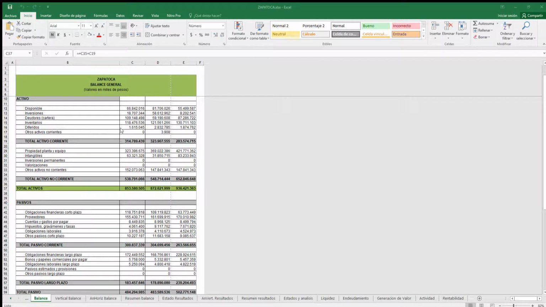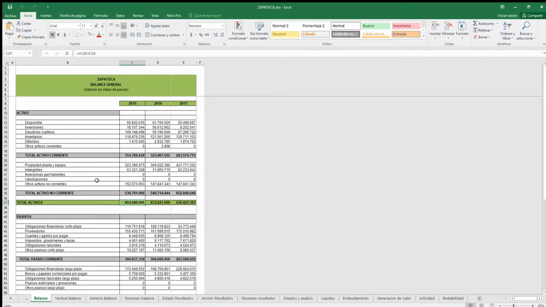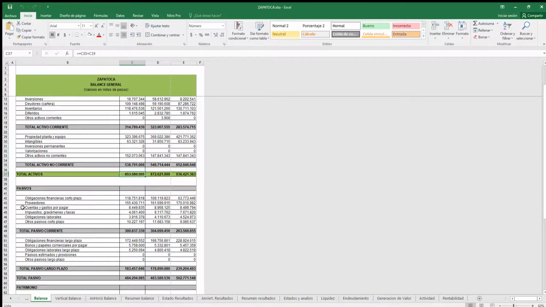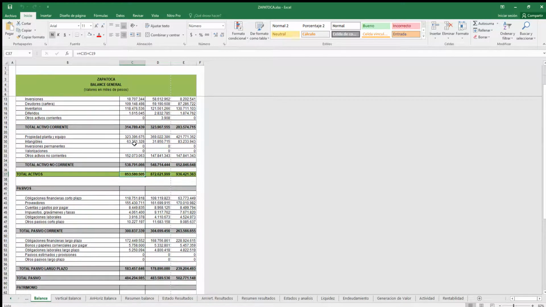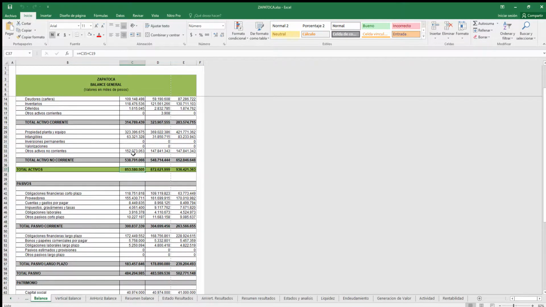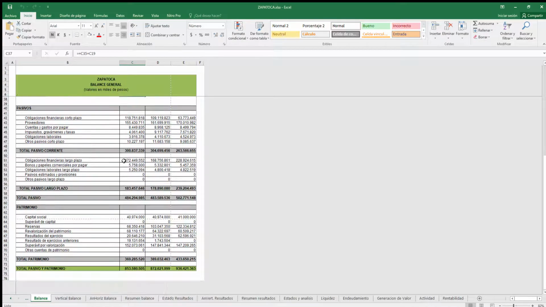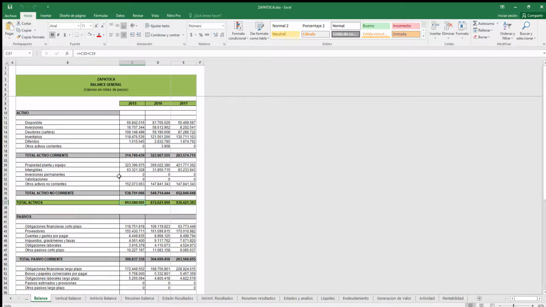Now you are seeing the general balance of the company Zapatoca. You can see here the values of each year and for each item. You have here the assets, the current and not current assets, and the total, also with the liabilities and patrimony. Take your time to see the different values. If you want to pause the video to see the values well, it's okay.